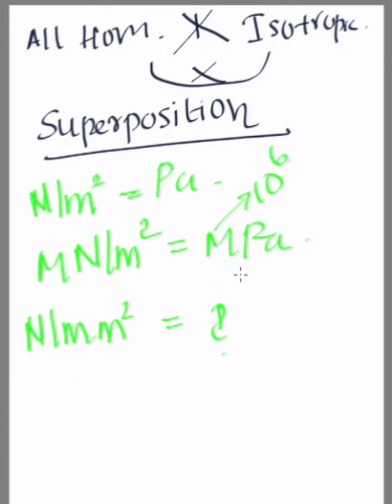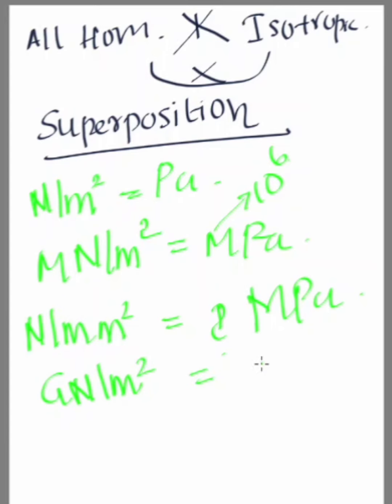Or okay, I'm just saying 1 Newton per mm square is also called megapascal. Okay, Newton per mm square. And next is giga. 1 Newton per meter square is pascals, and next is giga. Giga means 10 raised to 9. So this unit conversion will be useful while you are solving problems.